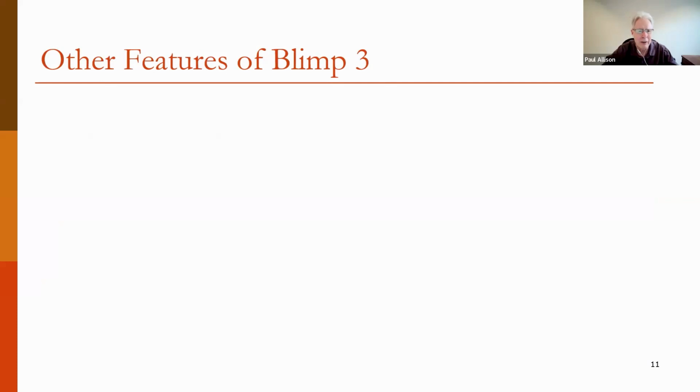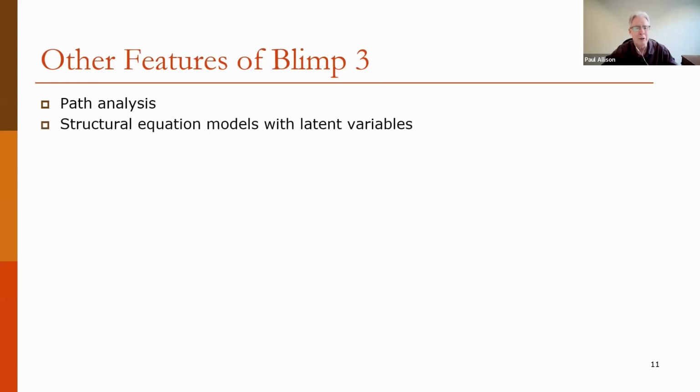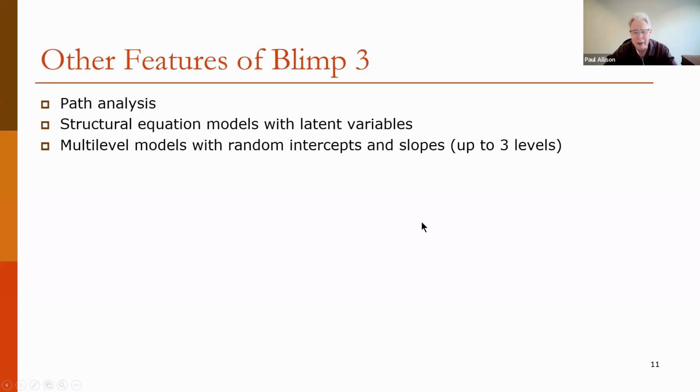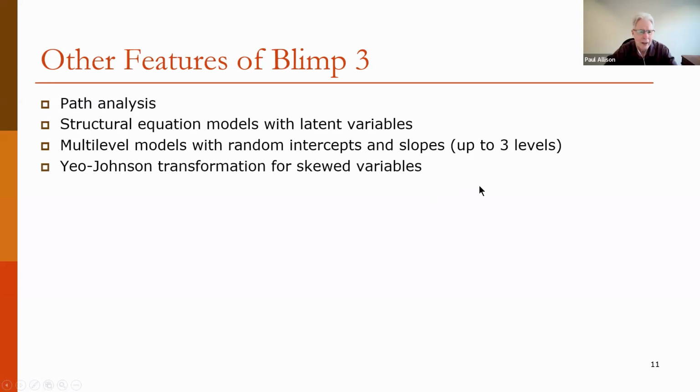Okay, finally, here are some other features of BLIMP3 that I will just mention. You can do path analysis, so you can do multiple equations with mediating variables, for example. You can do structural equation models with latent variables. In fact, most of the models you could estimate with Mplus can be estimated with BLIMP3. You can do multilevel models with random intercepts and slopes up to 3 levels. If you have skewed variables that you don't want to treat as normal or approximately normal, you can do a Yeo-Johnson transformation that estimates the parameters of that transformation from the data. You can include auxiliary variables very easily for improving your handling of the missing data.